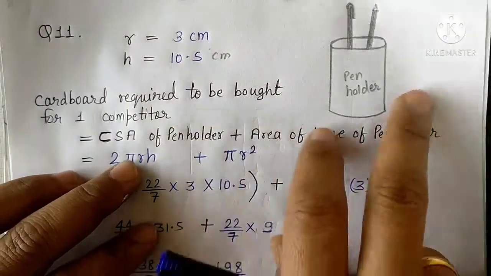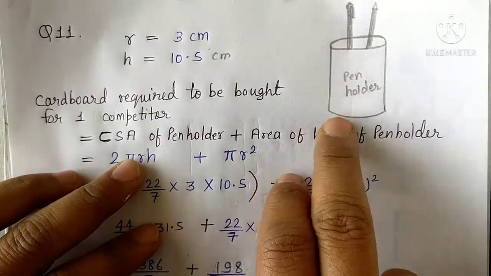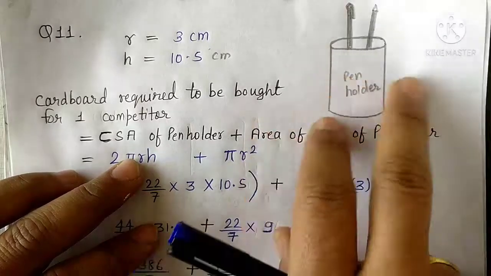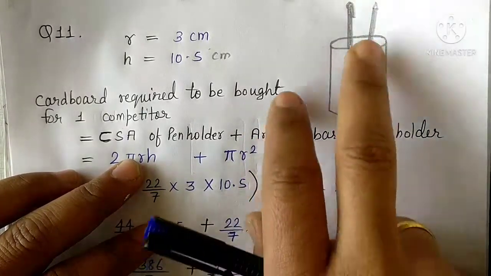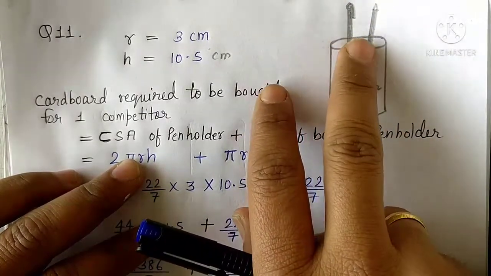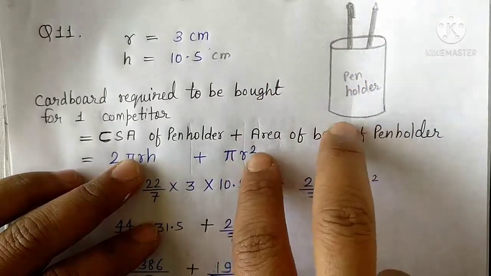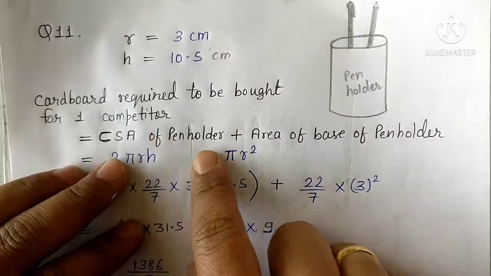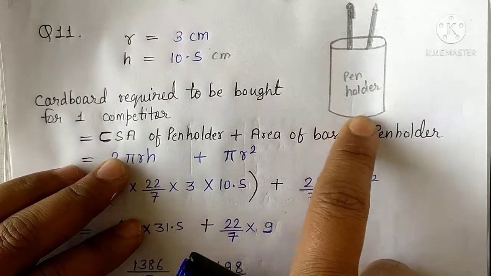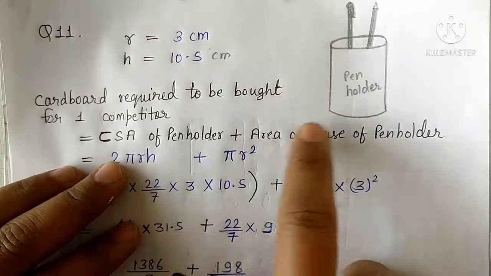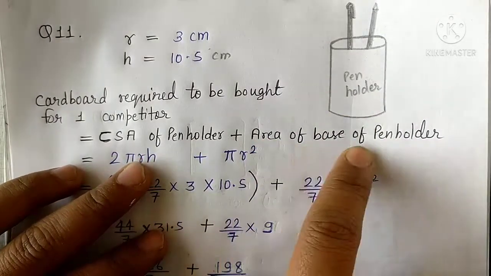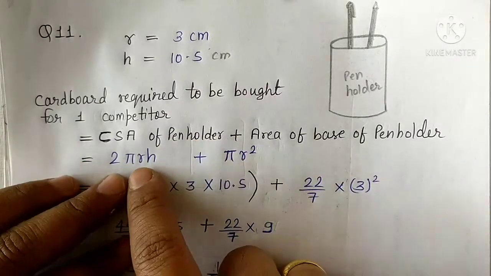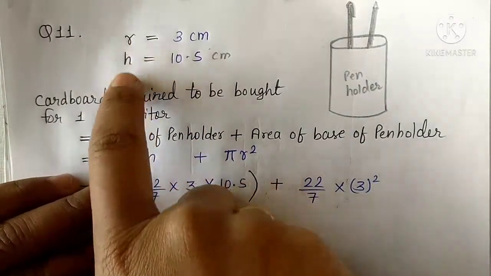So for one competitor they are asking CSA plus the base area. CSA plus the base area we need because it is open from the top, so we don't need the top area. We need the curved surface area of the pen holder plus the area of the base. Base means a circle only. So what is the circle area? Pi r square. So area of base is pi r square. CSA formula is 2 pi R H. R is there, H also there.